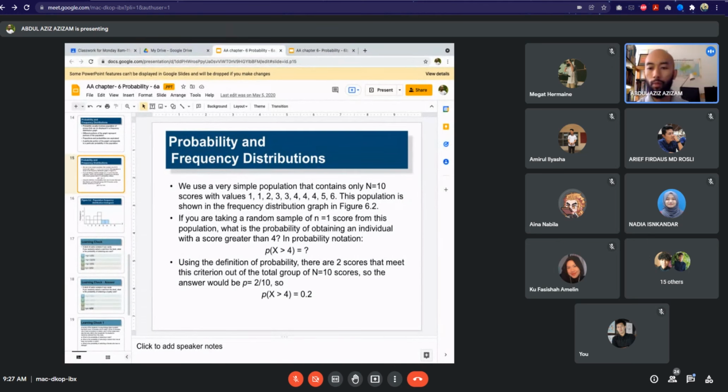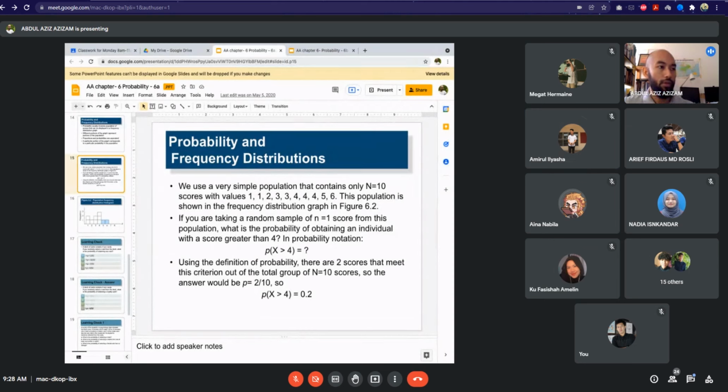So itu daripada proportion. Kalau kita nak jadikan dia percentage macam mana? Darab 100 je lah. Darab 100, 0.2 darab 100, kita dapat 20%. Faham tak ni? You boleh follow? Boleh sir. Faham sir. Ya saya faham.